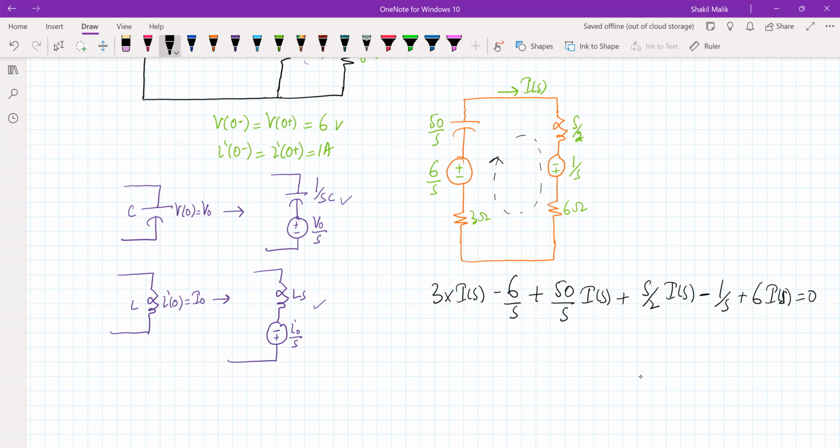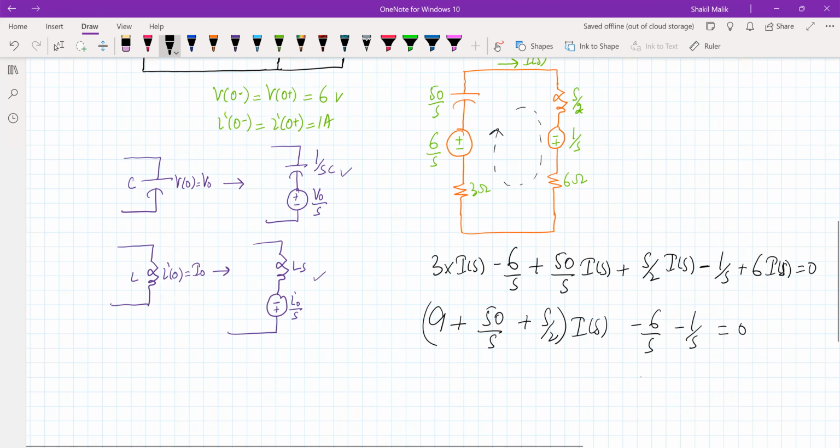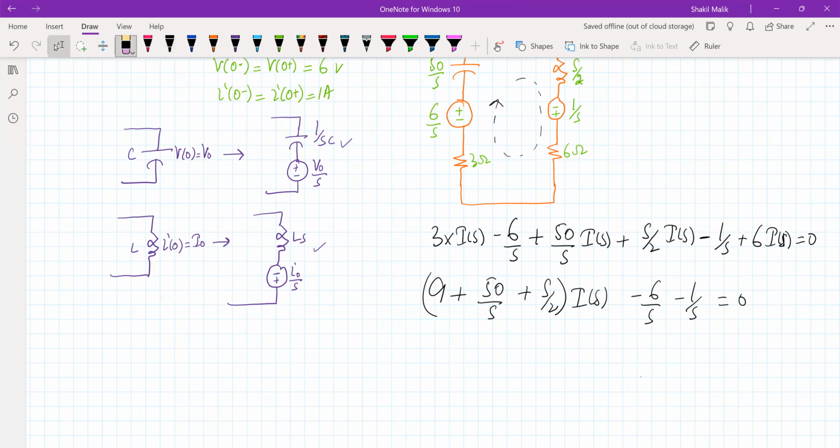Now arranging the terms, 3 I(S) plus 6 I(S) is 9 I(S). I will take I(S) common, so this is 50 by S plus S by 2, times I(S). Then we have minus 6 by S minus 1 by S, which is equal to 6 by S. Have I done it correctly? It is 6 by S. All right.